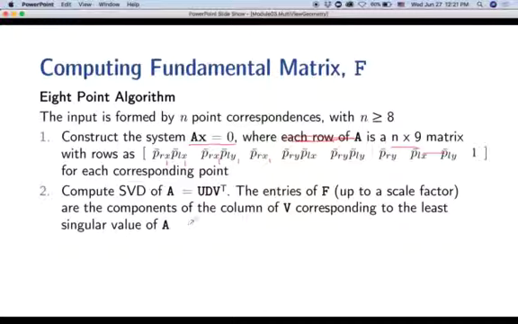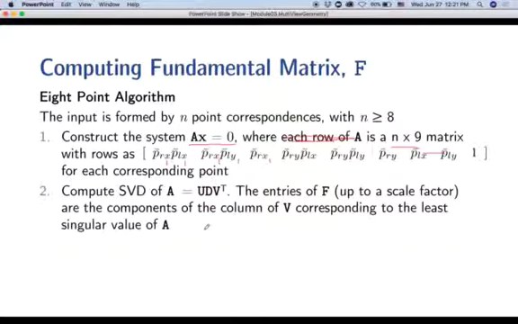I say least because it will not perfectly come out to be 0, because these are point correspondences, it's image data, it has noise in it. But whichever is the least singular value, that column of V is my vector F, and then I will rearrange that into the 3 by 3 matrix.